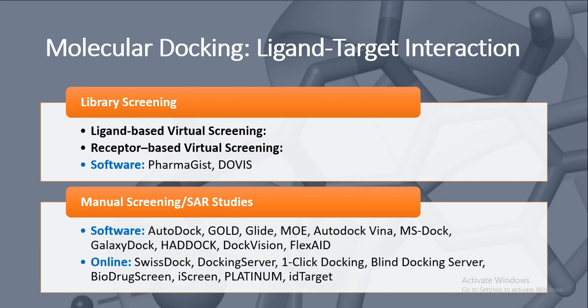And so we can use different softwares like Autodoc, Gold, Glide, MOE, Autodoc Vina, MS-Doc, GalaxyDoc, HairDoc, DocVision, FlexID, some of which are freely available tools. And we can also use online web services like SwissDoc, an online tool available where we can dock our compounds, docking server, one-click docking, blind docking server, biodrug screen, iScreen, Platinum, ID Target. So we can use these different softwares for online docking.